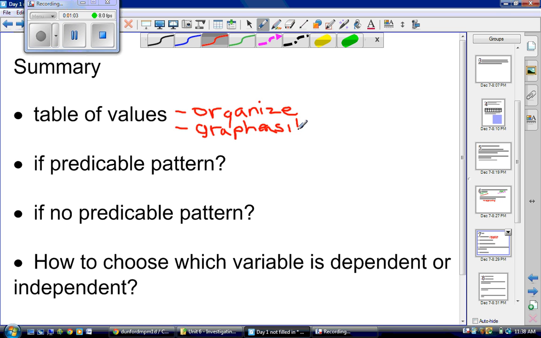So one of the first questions we need to ask when we look at a table of values or a graph is, is there a pattern? You know the expression, a picture is worth 1,000 words. It's a lot easier to see that on a graph than it is in a table of values. So you're going to ask yourself, do all the little points look like they're forming a line, or are they forming a curve?